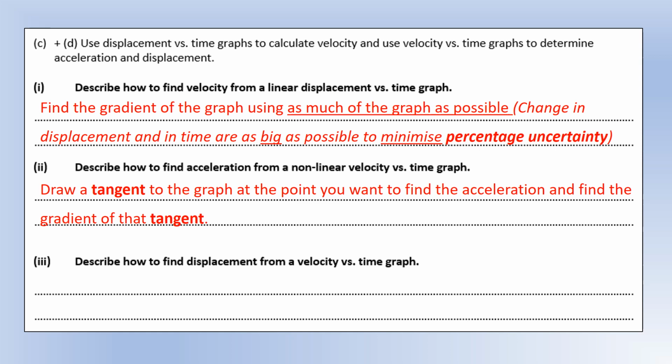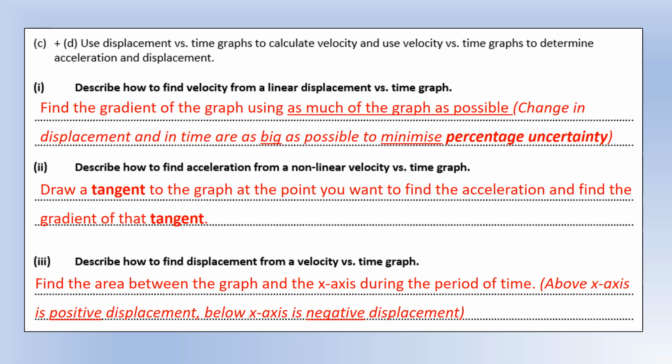Displacement from a velocity versus time graph, we need the area between the graph and the x-axis, and if it's above the x-axis it's positive displacement, if it's below the x-axis it's negative displacement.